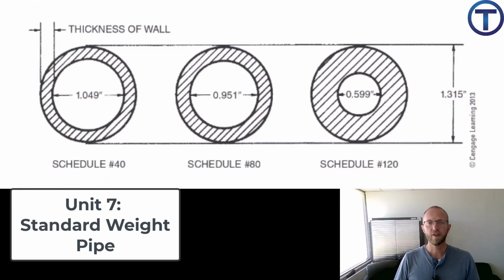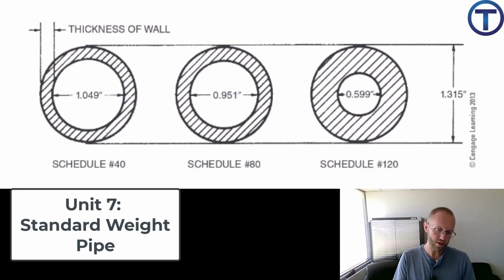Now in Unit 7, we're going to look at standard weight pipe. And this applies to different types of pipe, including steel. But we need to look at what that means, standard weight pipe. To understand the answer to that question, let's have a look at this diagram in Unit 7. Notice that as you go across from left to right, each pipe has the same outside diameter, but the wall thickness is different, and this difference in wall thickness creates different weight of the pipe.